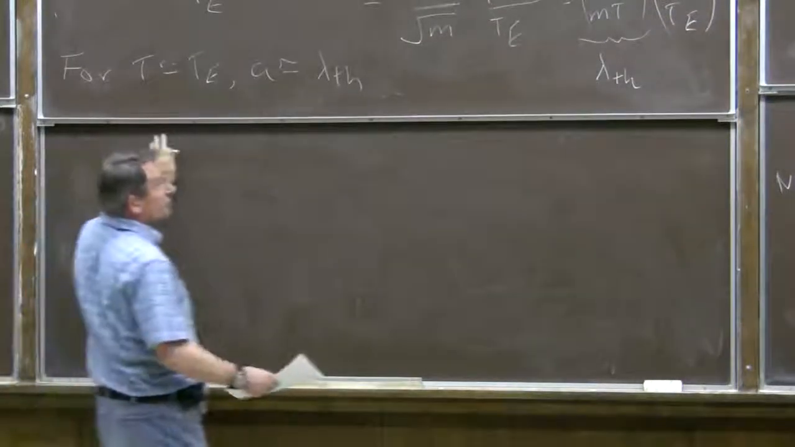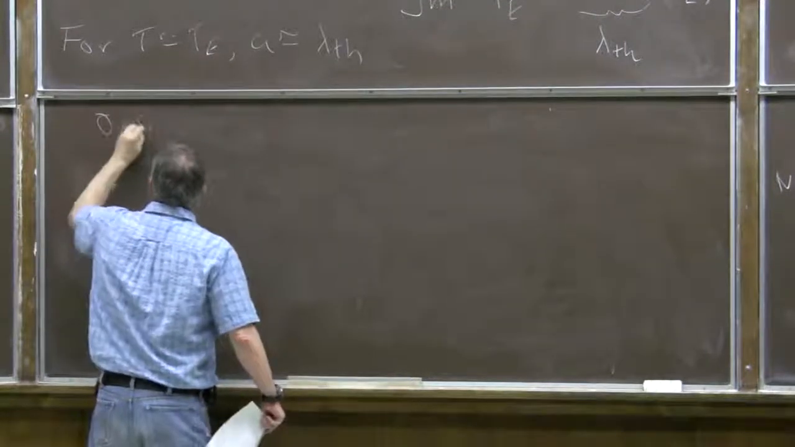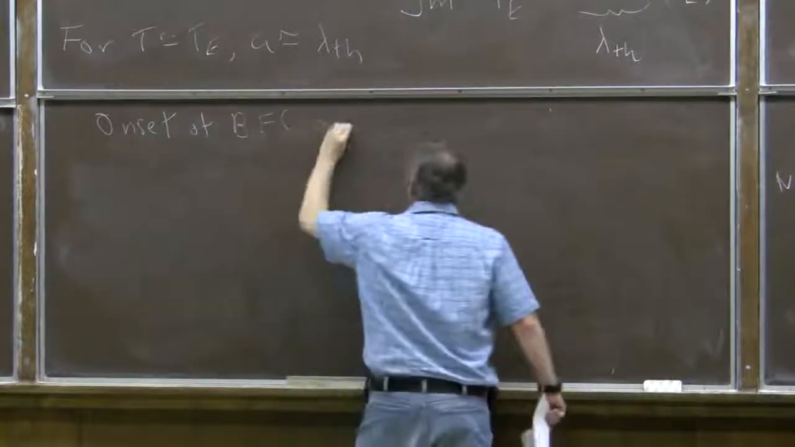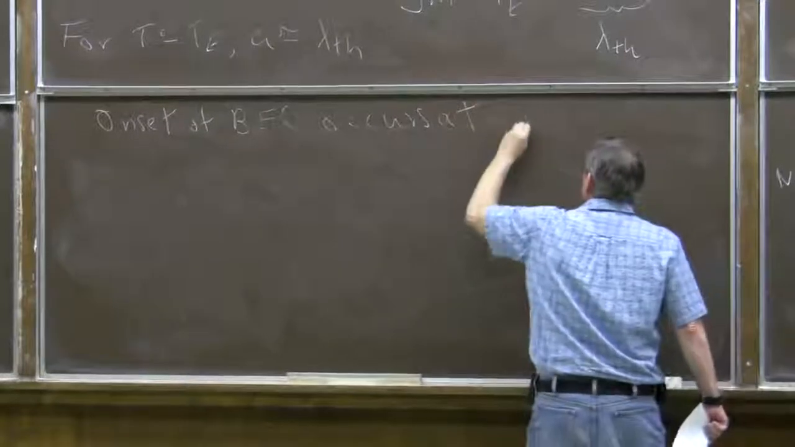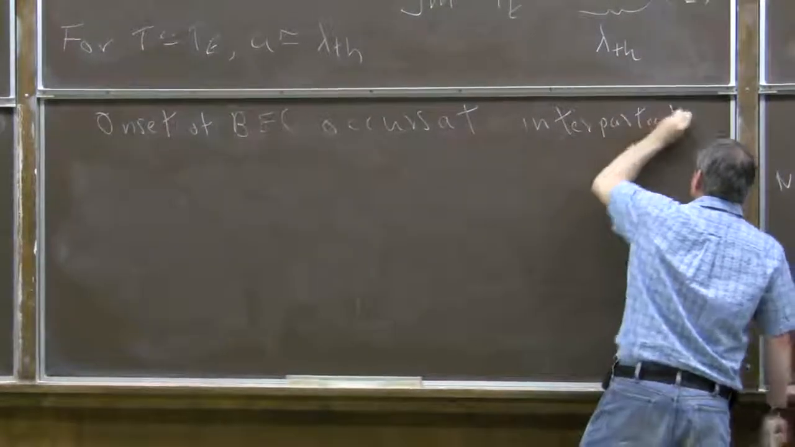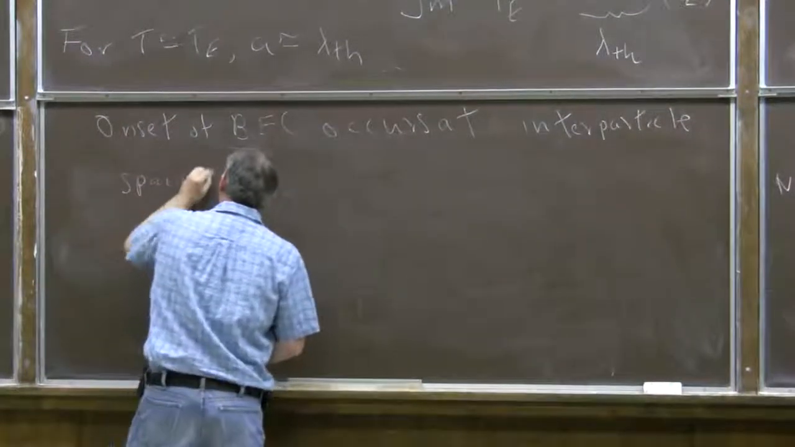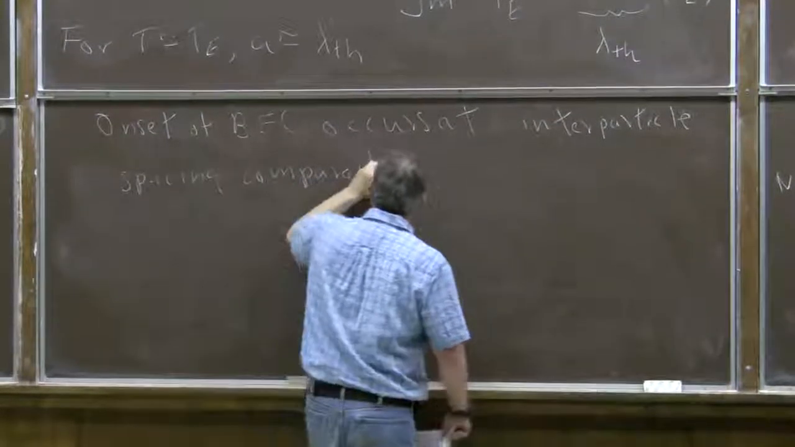So, as we found in the case of the ideal gas in the box, onset of BEC occurs at interparticle spacing comparable to thermal wavelength.